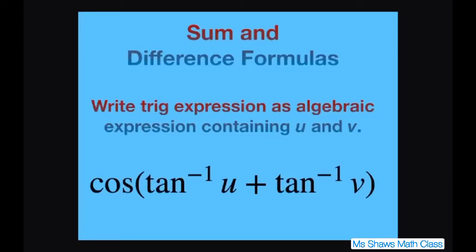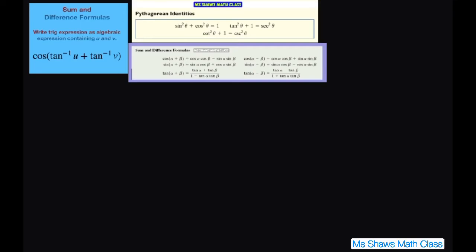Hey everyone, we're going to use the sum and difference formulas to write the given trig expression as an algebraic expression containing u and v. So basically what we need is, this has the form of cosine of alpha plus beta. So we're going to use this formula here. As you can see, we need a cosine of alpha, cosine of beta, sine of alpha, sine of beta.